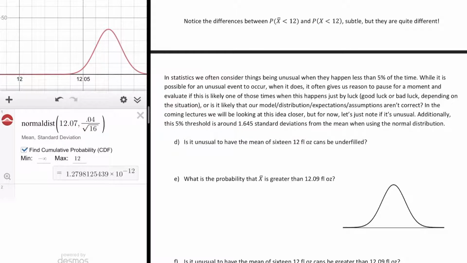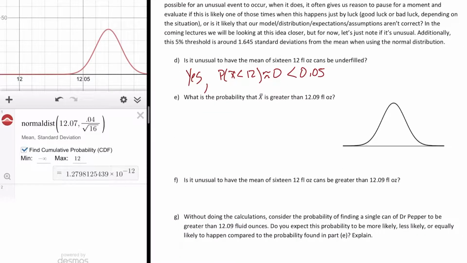So is it unusual to have a mean of 16 12 fluid ounce cans be underfilled? The mean of all of those? Yes. Because the probability of x bar being less than 12 is less than my 0.05. Let's actually adjust that real fast. It's approximately 0, which is definitely less than 5. All right, so, what is the probability that x bar is greater than 12.09 fluid ounces?